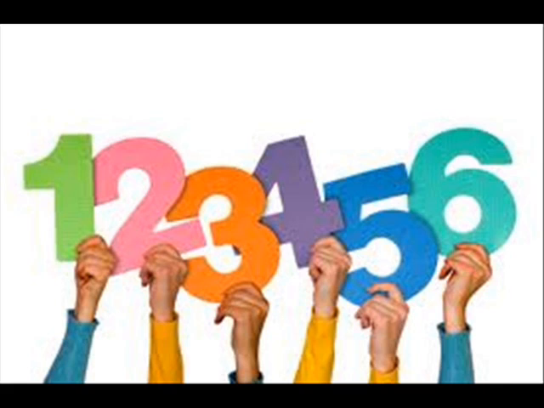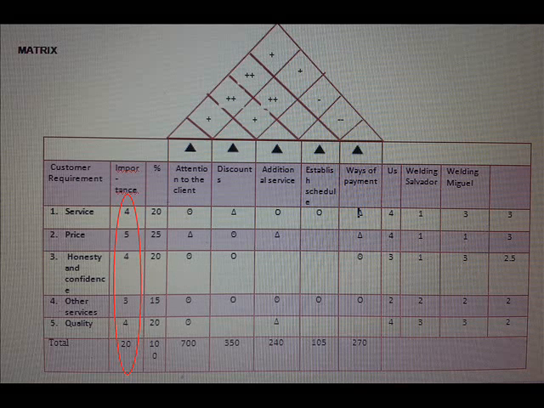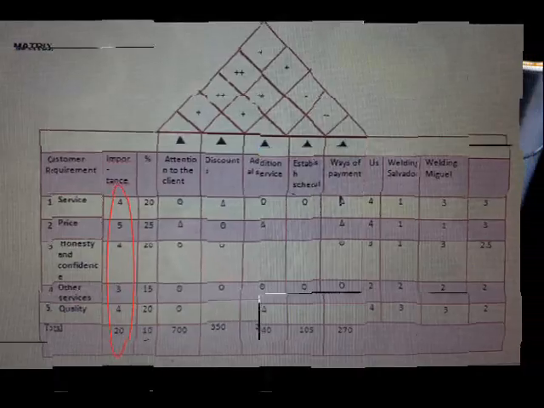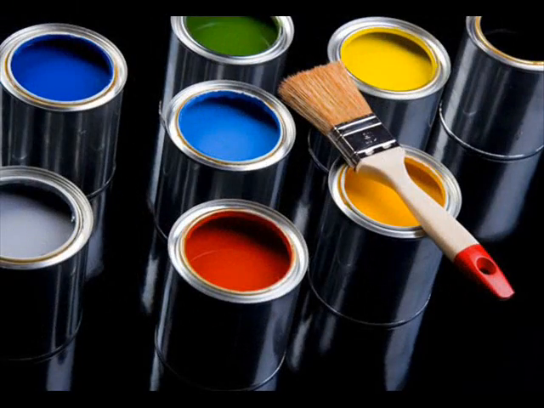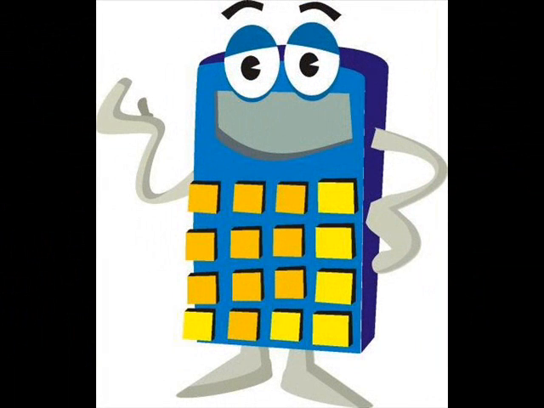So, once we have the elements that the clients need and the things that we can offer as a company, we are going to put a number from 1 through 5, 5 being the highest number and 1 being the lowest. Service, we put a 4. Price, a 5. Honesty and confidence, a 4. Other services, 3. In other services, we put installation as well as painting the articles or the products. And finally, quality, which is a 4. Then we add them up, and the total of that is 20.